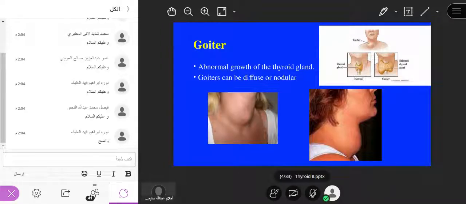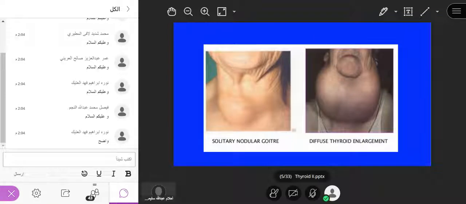What is goiter? Goiter is abnormal growth of the thyroid gland, and it can be diffuse or nodular. So we call it diffuse goiter or nodular goiter. This is a patient with a solitary nodular goiter, so a thyroid nodule, and since it is enlarged, it's called goiter. This is an extreme case of diffuse thyroid enlargement, actually due to iodine deficiency, very huge, not managed well with thyroxine. That's what happens. So that's a diffuse goiter, that's a nodular goiter.